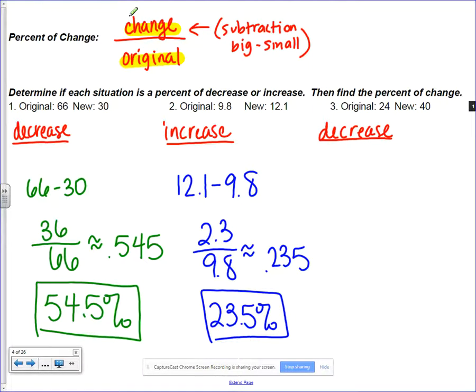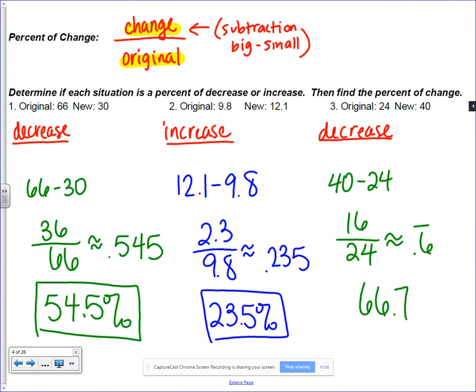And number 3, first thing I got to do is find the change for the numerator of my fraction by subtracting them. This will give me a change of 16 over the original number, which was 24. When you divide that, you will get that, multiply it by 100 or move the decimal place 2 spots, you will get that this thing decreased by 66.7%.